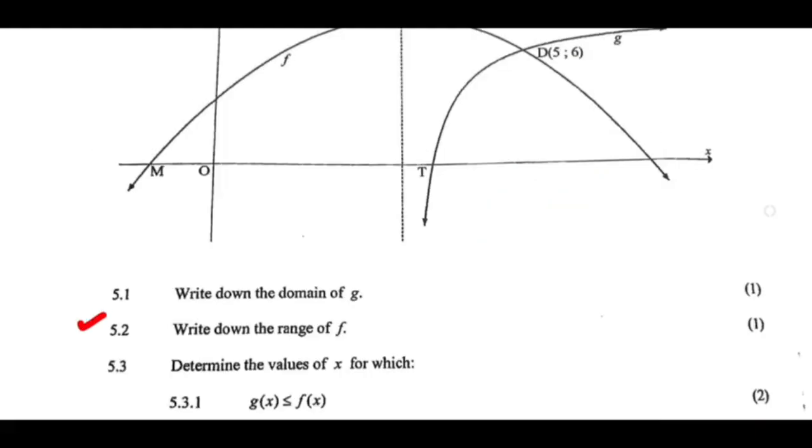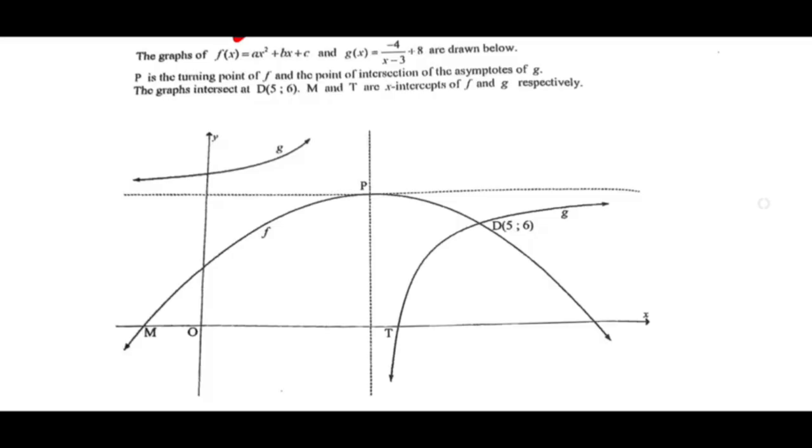5.2. Write down the range of f. The graph of f is a parabola with a turning point at P. From the graph, the y-coordinate of the turning point is the maximum value of the function.